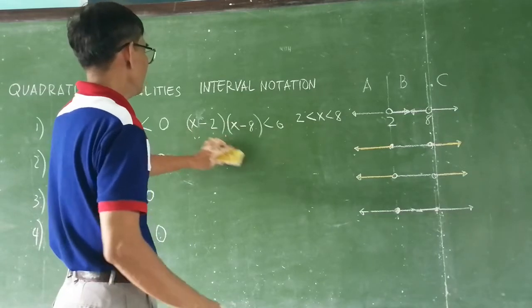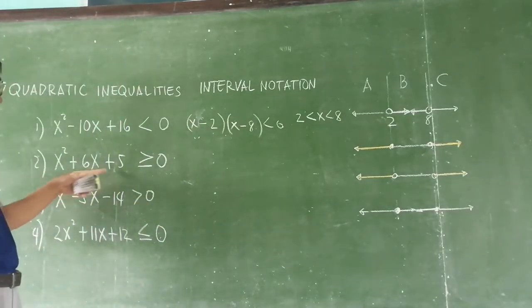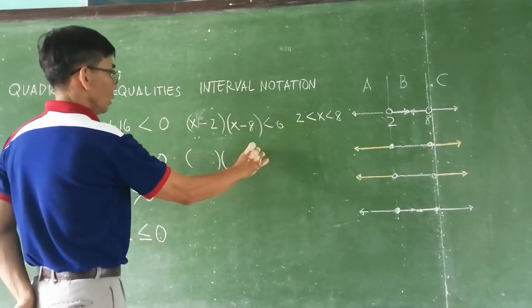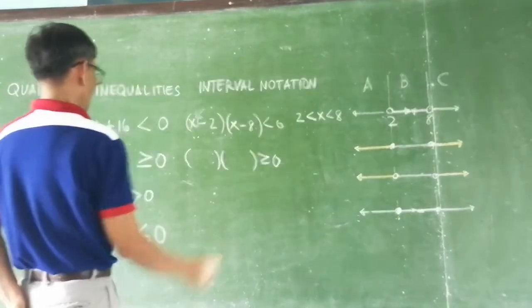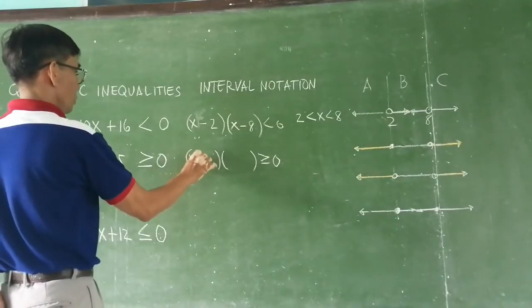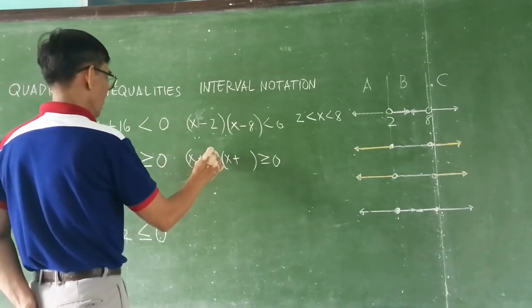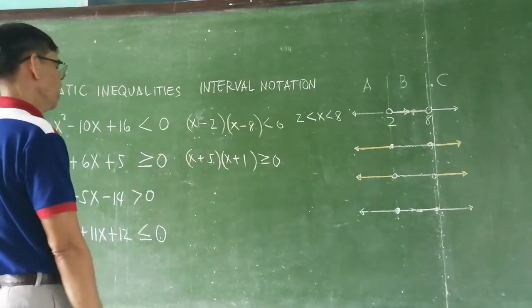For number 2, x squared plus 6x plus 5. Again, we are going to factor that as x plus, 5 is 5 and 1.